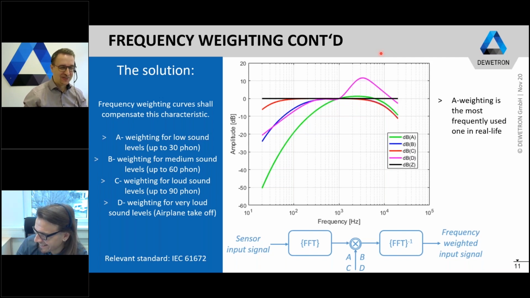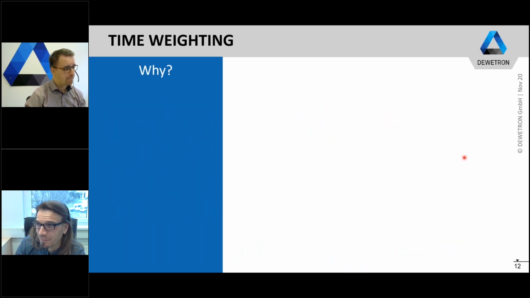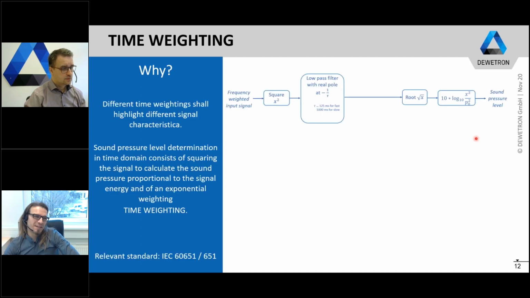Perfect. So we talked now about frequency weighting, but there is also time weighting. Why is it necessary to have two different types of weighting? Right. So the time weighting is the other weighting type which is commonly used in acoustics. Why do we use time weighting? The time weighting is used to highlight different signal characteristics in the signal trend.